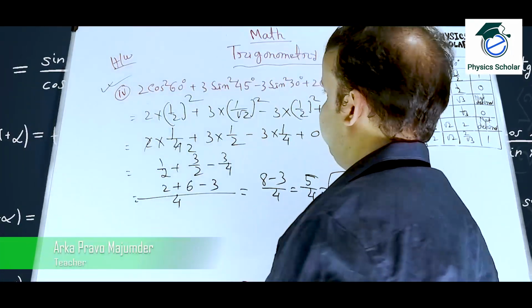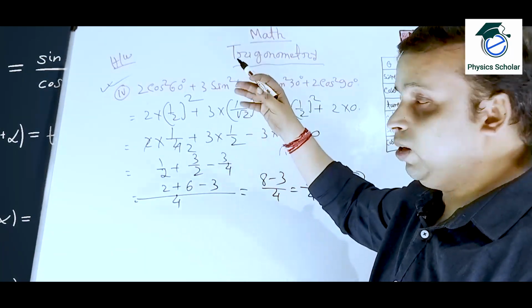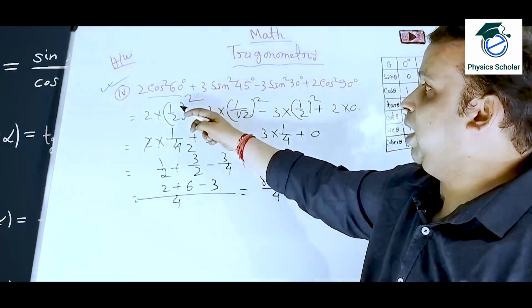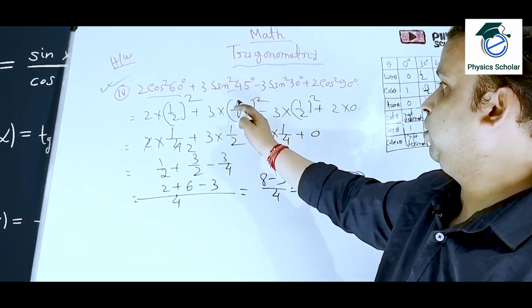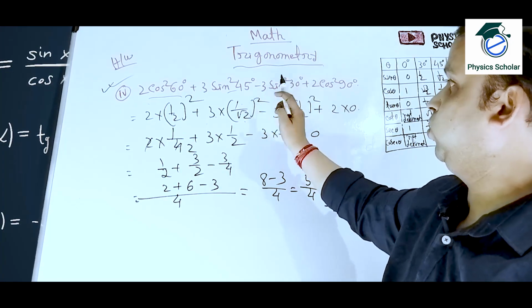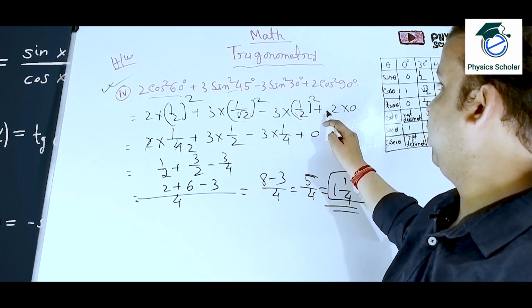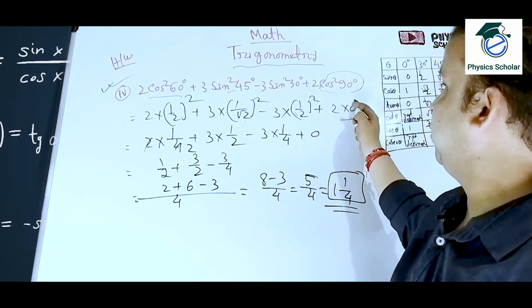So it's a very easy sum. Class 3-4 level calculation only. Our calculation is what? The value of cos 60 means half. So cos square means half square. Clear? Into 3 into sine 45 means 1 by root 2, so that means 1 by root 2 whole square, minus 3 into sine 30 means half. So half square, plus cos 90 means 0. So 0 square means 0. So ultimately this part will be 0.